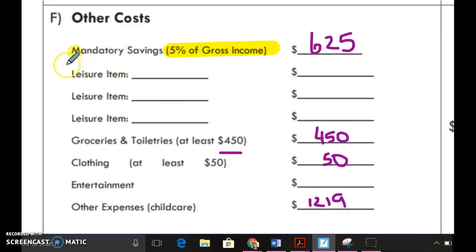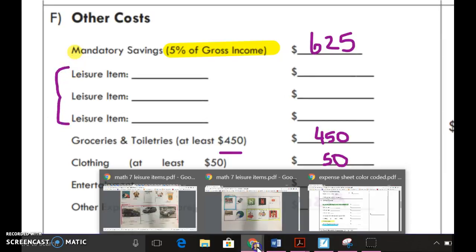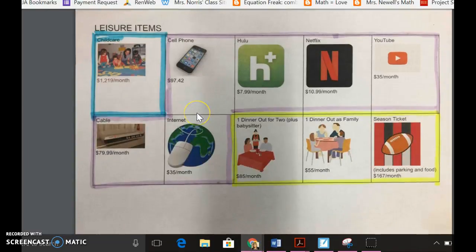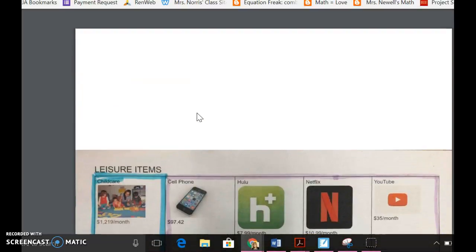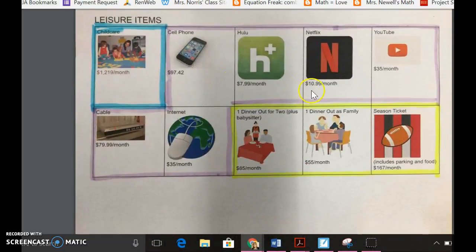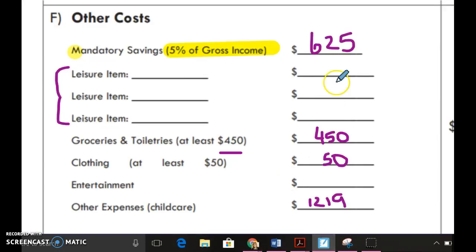You are required to pick 3 leisure options. So again, you go back to the sheet. I'm going to choose out of all these things, I'll choose Netflix, $10.99, and I'll choose internet, $35 a month, and I'll do a cell phone, $97.42. So I go to my sheet, I fill those in.